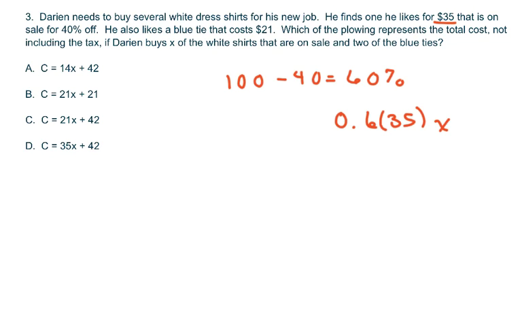All right, and he buys 2 ties, which cost $21 each. So 2 of the blue ties. So there's where you have to be careful on that. So we know the blue ties are going to be 42. We're not taking a percentage. So it's either this, and it can't be that, because that would be 1 tie. And 60% of 35 is 21. So our answer is C.